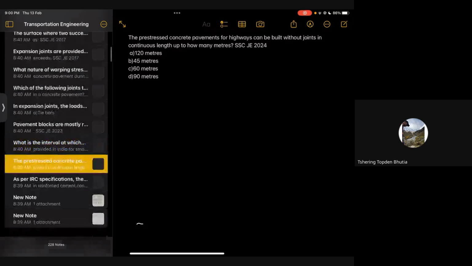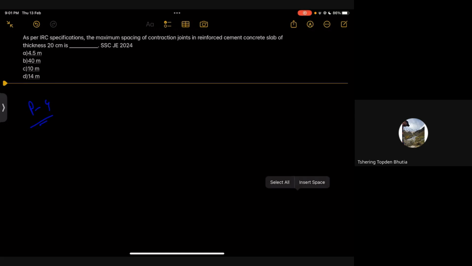Welcome to this question. So please participate in the poll. Poll number 3, I think, if I'm not wrong. No, poll number 4. Please participate in poll number 4. As per IRC specifications, for contraction joints in the RCC slab of thickness 20 centimeters, the maximum spacing is how much? Please participate. Theory question, no? I think you can directly give the answer.